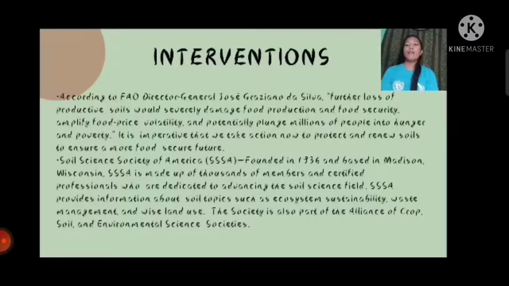The Soil Science Society of America, or SSA, was founded in 1936 and is based in Madison, Wisconsin. SSA is made up of thousands of members and certified professionals who are dedicated to advancing the soil science field. SSA provides information about soil topics such as ecosystem sustainability, waste management, and wise land use. The society is also part of the Alliance of Crop, Soil, and Environmental Science Societies. The SSA is a progressive international scientific society that fosters the transfer of knowledge and practices to sustain global soils.